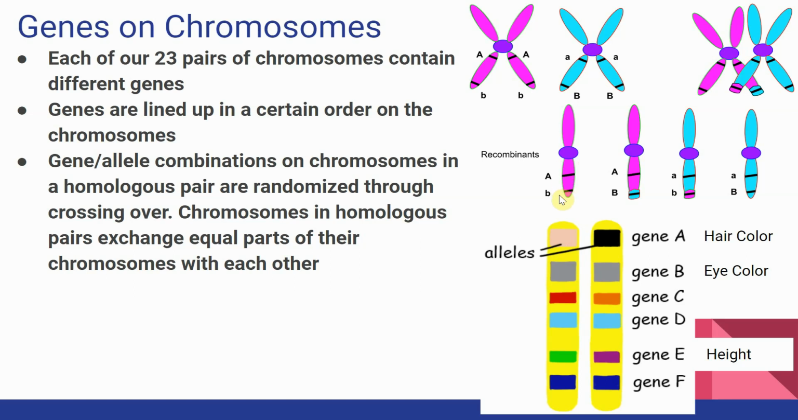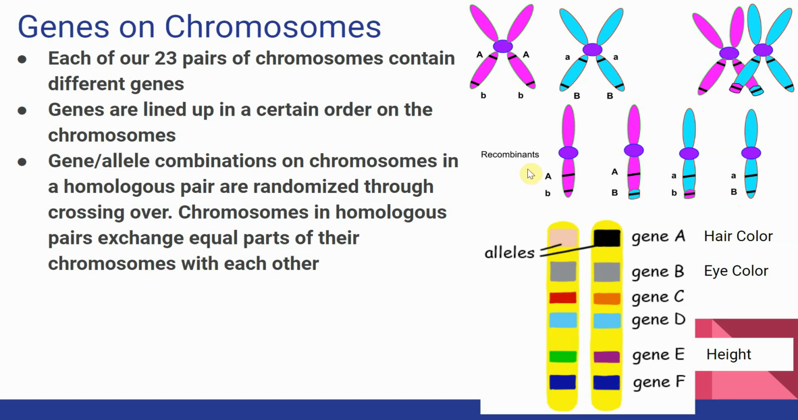We now have one that is big A, little b, big A, big B, little a, little b, and little a, big B. So because of this process of crossing over, we have made new combinations of chromosomes. If we didn't do crossing over again, we would only have these combinations, big A, little b, and little a, big B. But because we did crossing over, we have increased our genetic diversity.